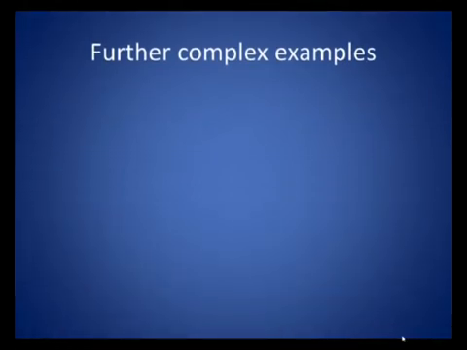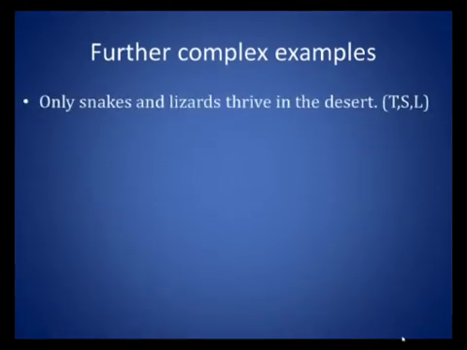Let's look at some more complex examples. Now, this one's quite tricky. Only snakes and lizards thrive in the desert. We'll use T for thrive, S for snakes, and L for lizards. Now you might be tempted right off the bat to think that we're going to translate snakes and lizards as a conjunction. The problem with this is that there's not such a thing that is both a snake and a lizard. Or at least maybe there is, but in this sentence we're not talking about a thing that is both a snake and a lizard.